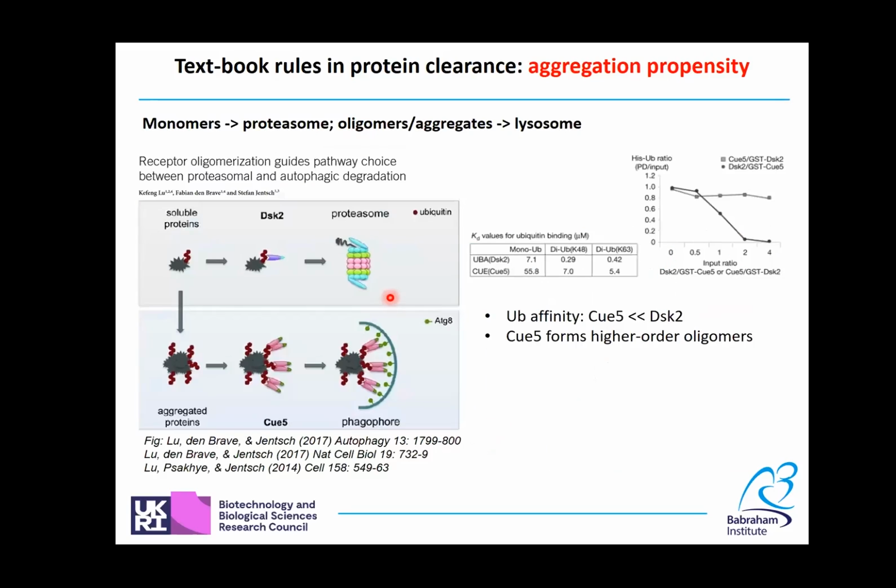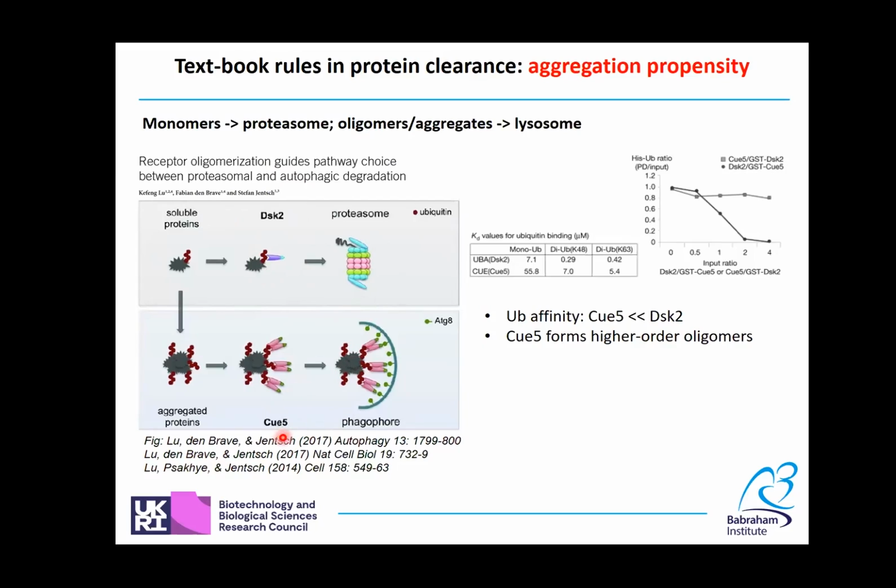So what I'm going to use to illustrate this is really a couple of beautiful papers from the late Stefan Jentsch's lab, where they looked at two ubiquitin binding receptors. So these are parts of the proteostasis machinery, but they bind ubiquitinated proteins. And so this is in yeast. The first of these is called DSK2. In mammals, it's often called ubiquilin. And so it binds a polyubiquitinated protein and shuttles it to the proteasome to be degraded.